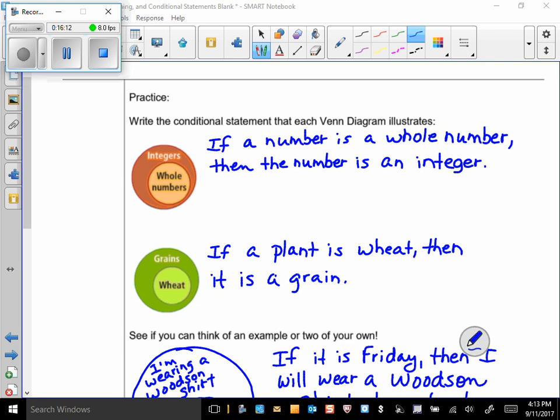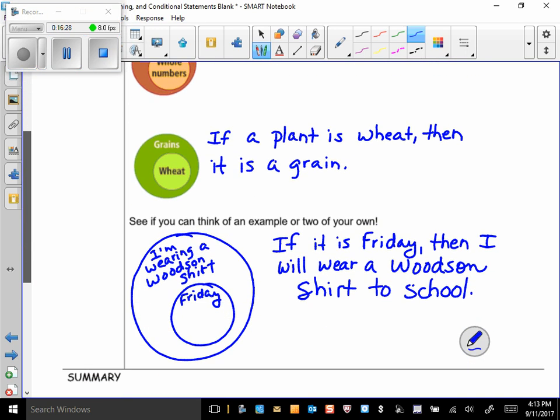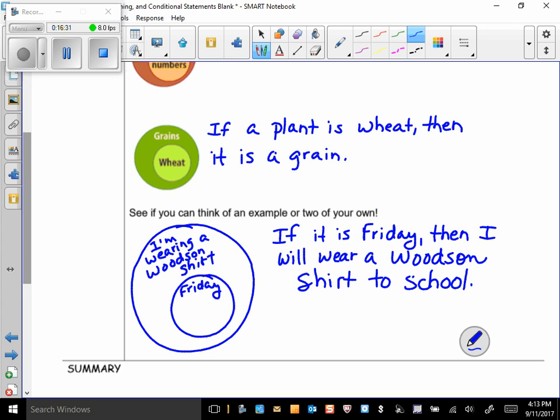Okay, here we go. What I wrote for the first practice problem is, if a number is a whole number, then it is an integer. We know that to be true. That's saying every whole number is also an integer, but there are integers that are not whole numbers, right? The negative integers aren't whole numbers, so we know we got that one right. Okay, secondly, if a plant is wheat, then it is a grain, so everything that is wheat is also a grain. We have grains that are not wheat. We got rye, and plenty of grains that aren't wheat. But if it's wheat, it's a grain.